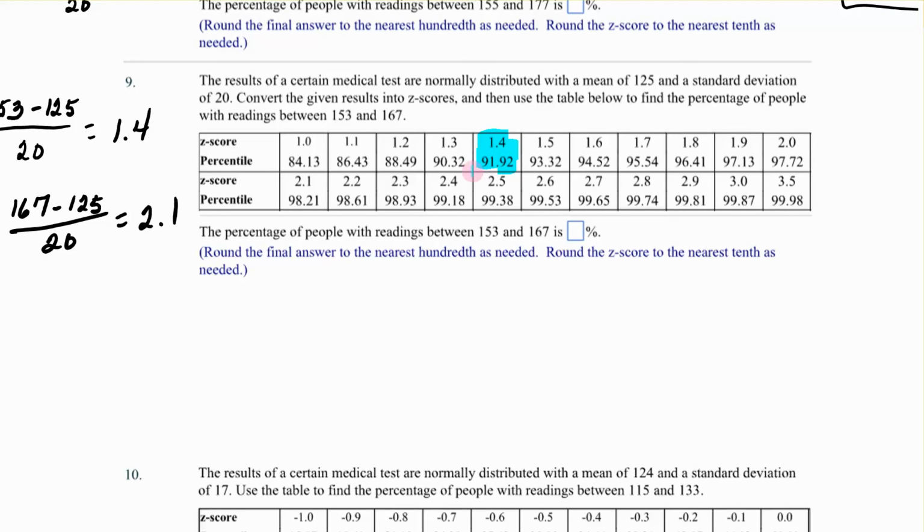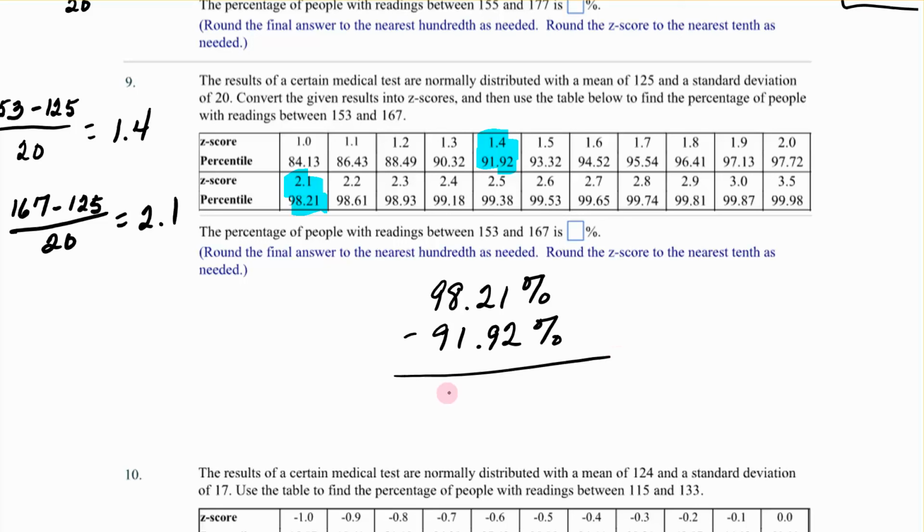I need to find the percent of the data that would be between these two z-scores. So between 1.4 and 2.1. To find between, I need to subtract. I take the larger one, 98.21%, and I subtract 91.92%, and I get 6.29% of the data is between those two. So that translates into 6.29% of the scores are between these two scores.